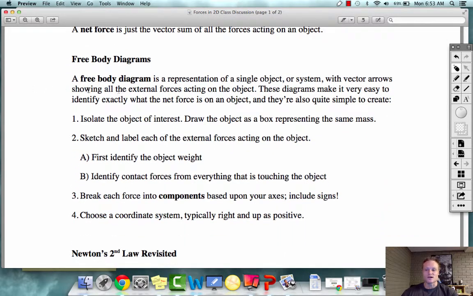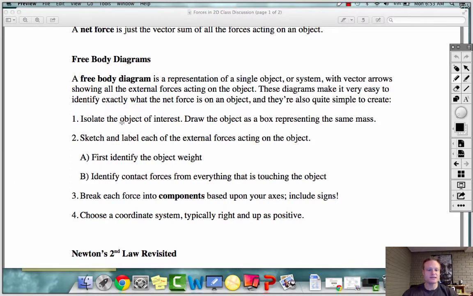Here we have the directions for drawing a free body diagram. Basically, draw a box of the object, sketch and label all the external forces, and these are the two important steps. First, identify the object's weight, so draw on the weight. Remember, weight always goes straight down. And then ask yourself, what is touching the object? Those are all the forces acting upon the object. The only new piece to these directions is that if the force is not exactly horizontal or not exactly vertical, you want to break it into components. If it says a force is applied 45 degrees above the horizontal, that's an indicator that you're probably going to have to break that force into components.